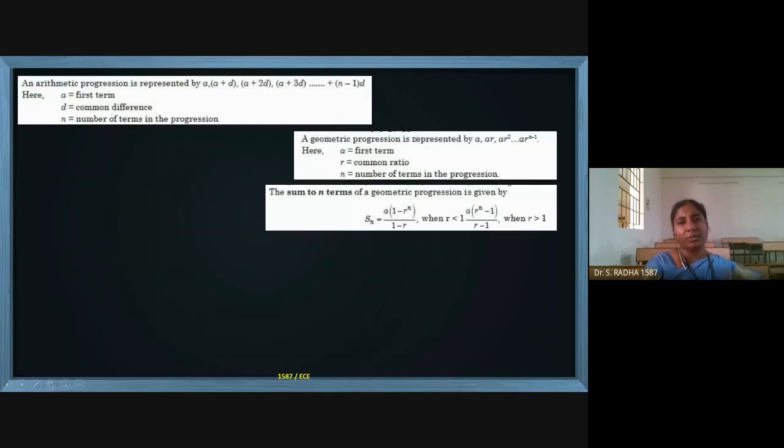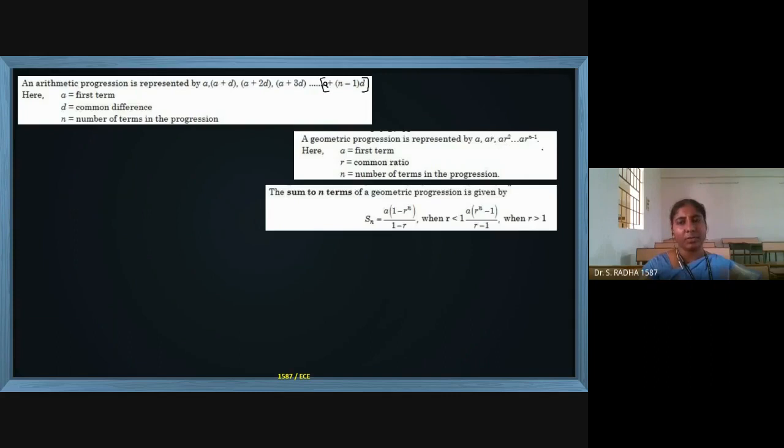Coming to geometric progression, it is A, AR, AR square, AR cube, like that, A into R power n minus 1 is the nth term. In geometric progression, this is the nth term. In arithmetic progression, one A should be there, so I will just write it. A is missing over here. A plus n minus 1 into D.